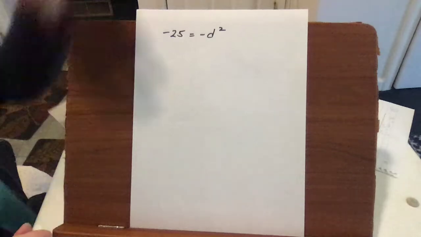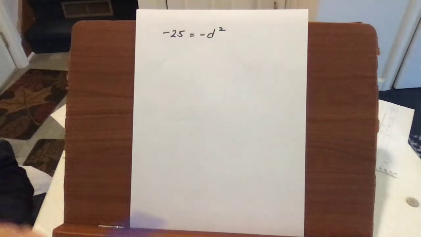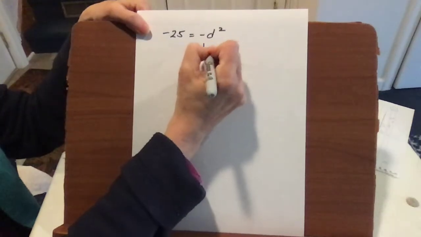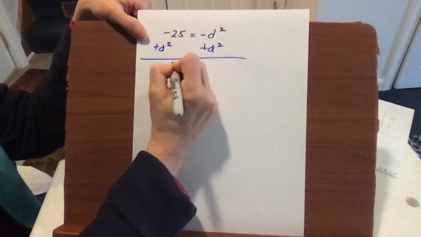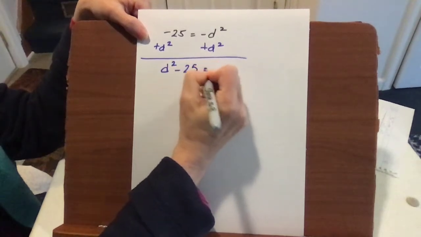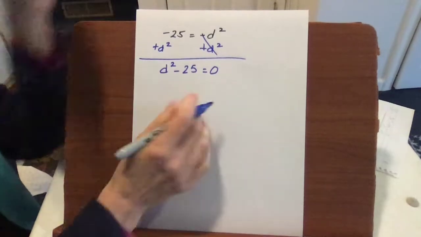Okay, what do you do with something like this? There's only two terms, and the d squared is on the right-hand side, and it's negative. Again, our quadratics must equal 0, so we're going to bring that d squared over to the other side. So we have d squared minus 25 equals 0. That zeroes out.